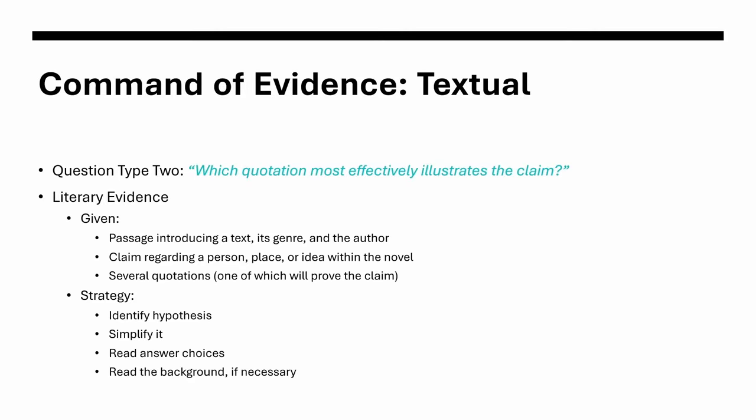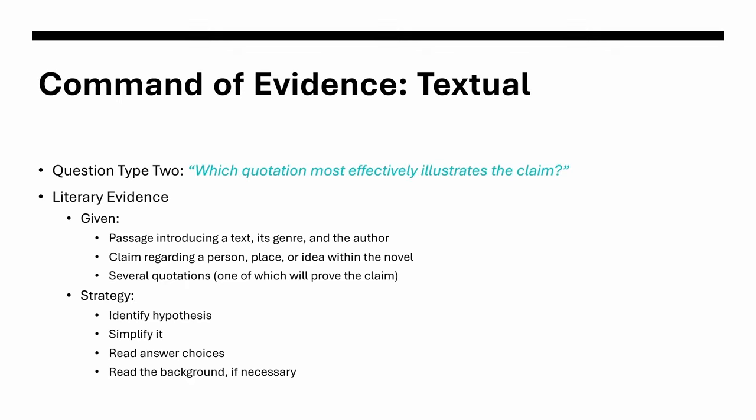Okay, our second type of question goes: which quotation most effectively illustrates the claim? So you're going to be given a passage. It introduces a text, its genre, and the author. So we're looking at literary evidence here. We're backing away from science. It'll have a claim that regards a person, a place, or an idea, a noun, within the novel. There will be several quotations as your answer choices, and one of those quotations will prove the claim that was made in the passage. Your strategy is the exact same.